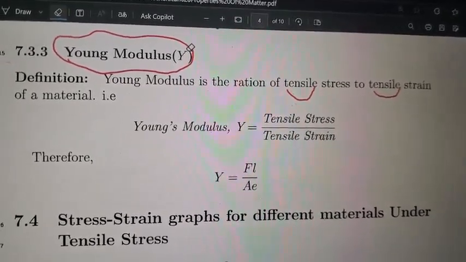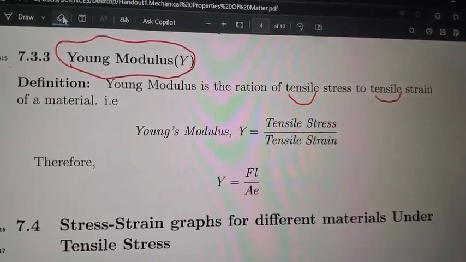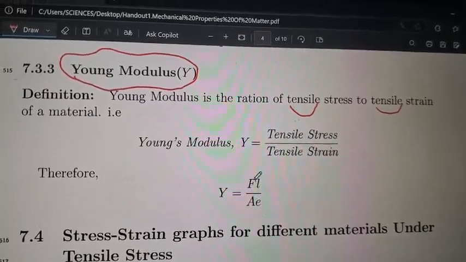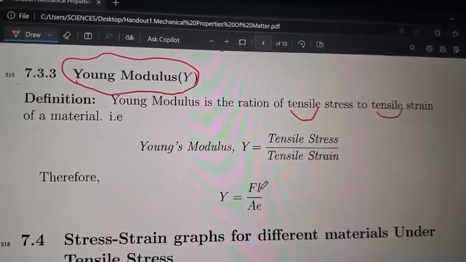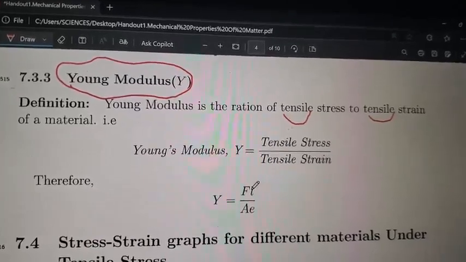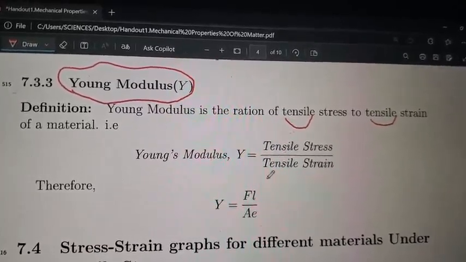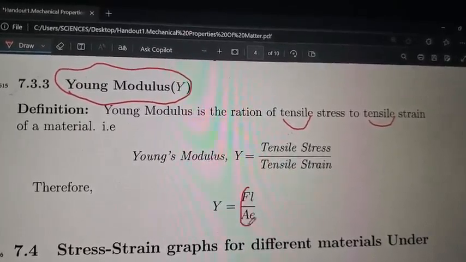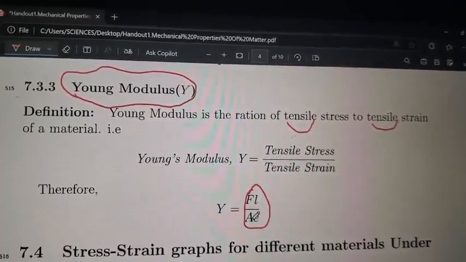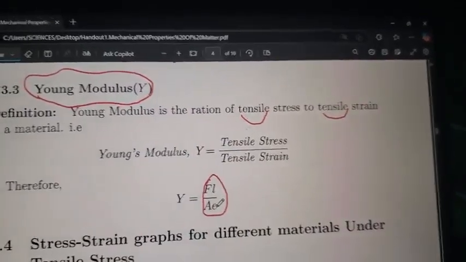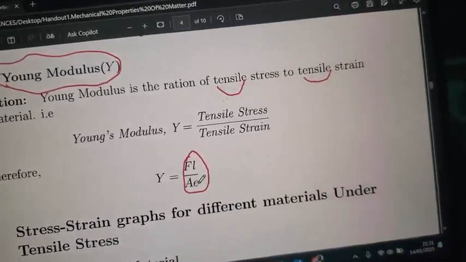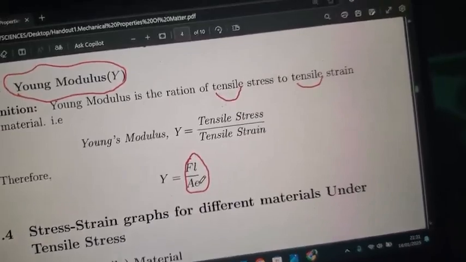And if you are to use the other notation we're using, we say stress is force per unit area, and strain is the extension out of original length. When you are to do math, you substitute these two. This is what you will get: force times length out of area times extension. I wish you could try this on your own and check if you will get this very formula here.